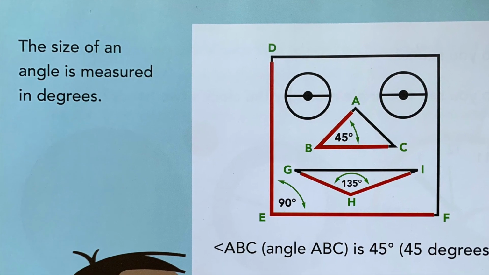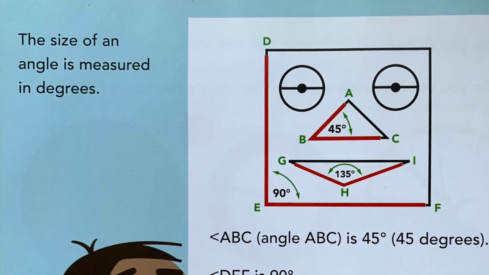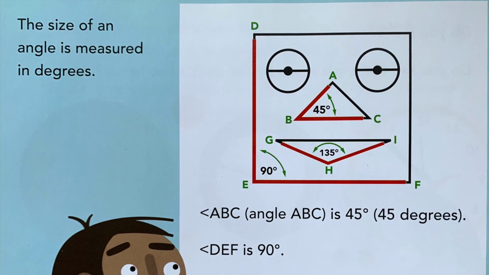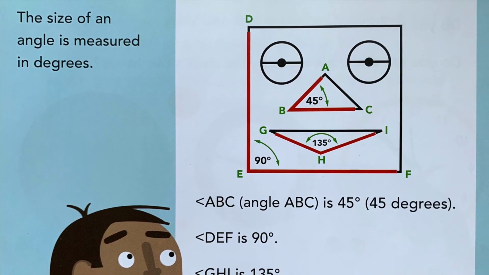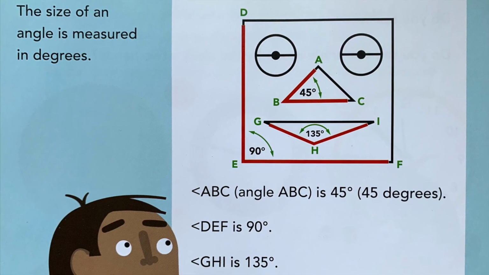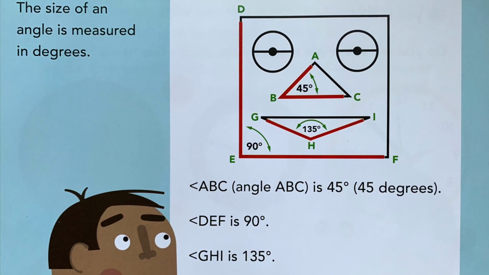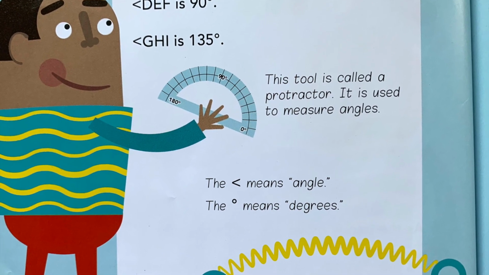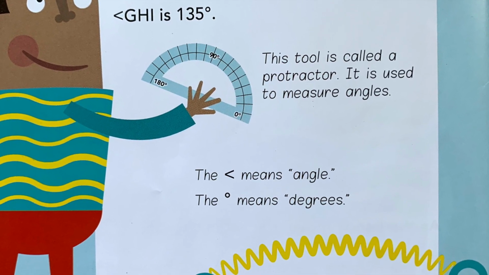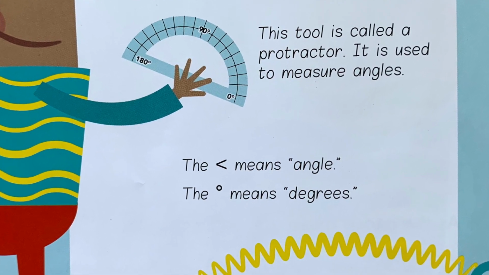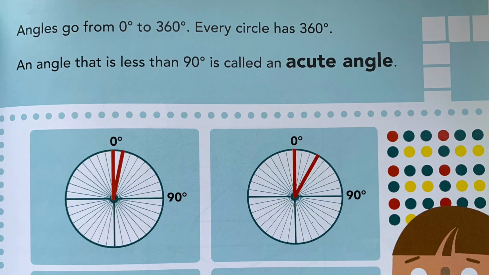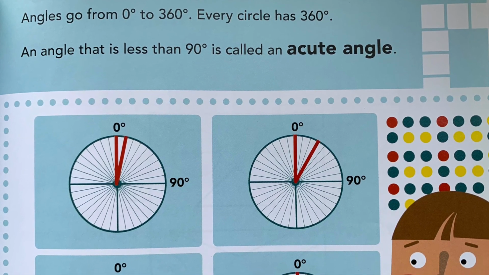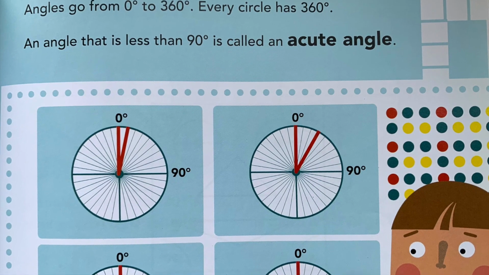The size of an angle is measured in degrees. Angle ABC is 45 degrees. Angle DEF is 90 degrees. Angle GHI is 135 degrees. This tool is called a protractor. It is used to measure angles. This symbol means angle. This symbol means degrees. Angles go from 0 to 360 degrees. Every circle has 360 degrees.